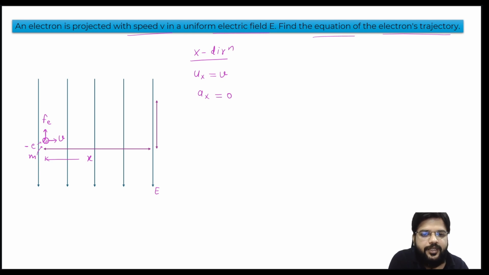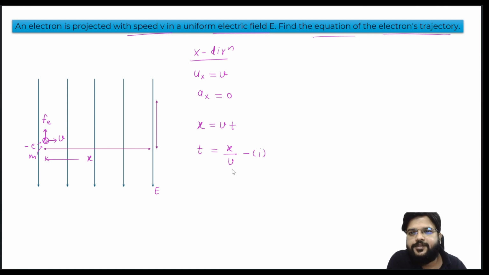Now the next thing is what here? We know that because the particle is moving with uniform velocity, x equals horizontal velocity into time. So x equal to vt, everyone, because here the acceleration of the particle is 0, that's why we can write it like this. If the particle had some acceleration, then we would have to add half a t square also. So from here we get time as x by v, and let's suppose this is equation number 1. Now we will follow this same procedure in the y direction also.